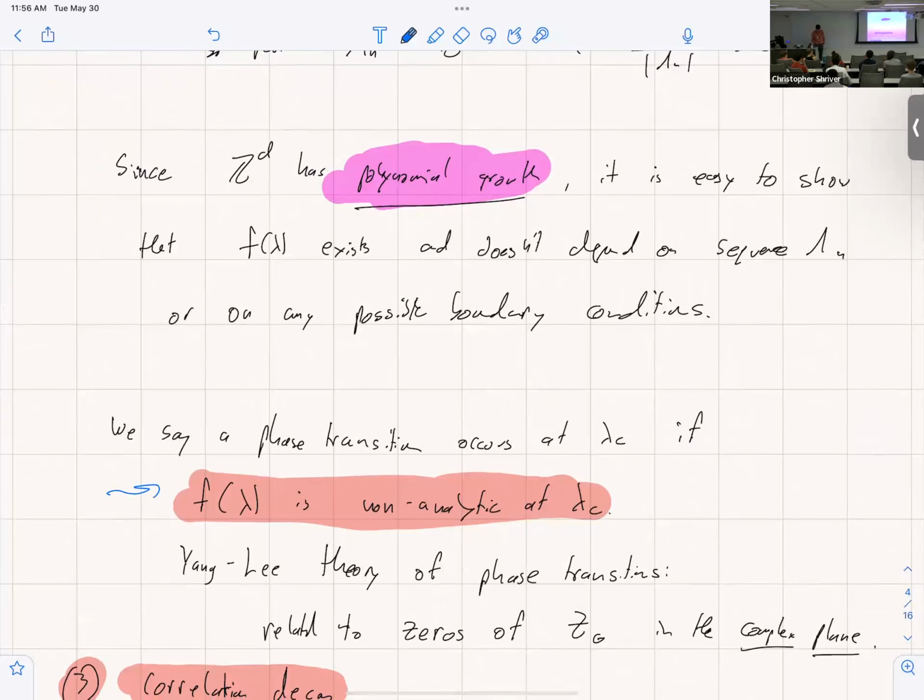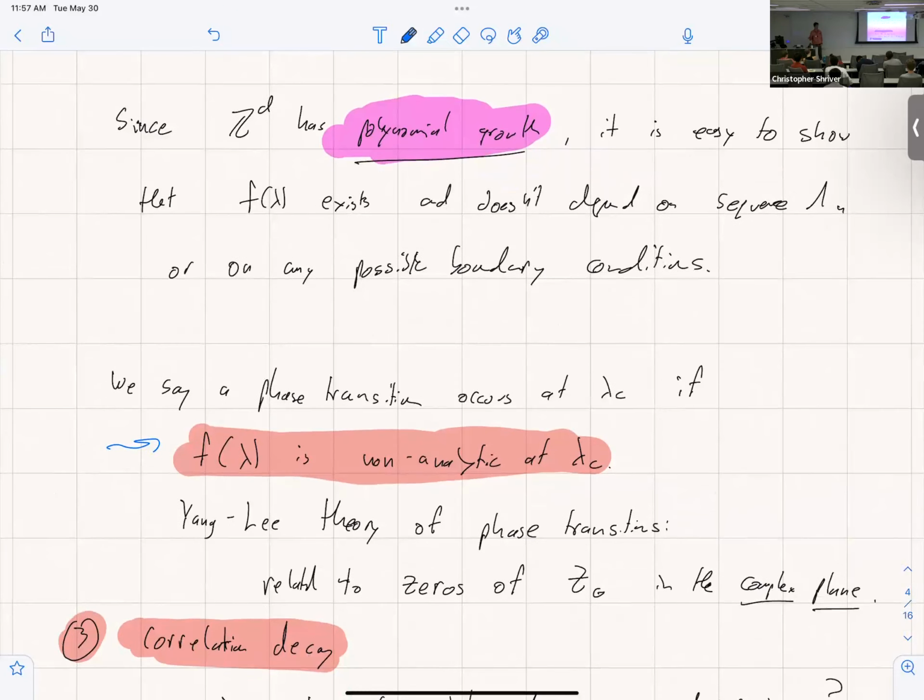Another definition of phase transition is that a phase transition occurs at lambda critical, or beta critical for Ising, if this function is not analytic at a certain point on the real line. So, for instance, if it had a discontinuity in its second derivative, that would mark a phase transition point. Now, analytic refers to complex analysis.